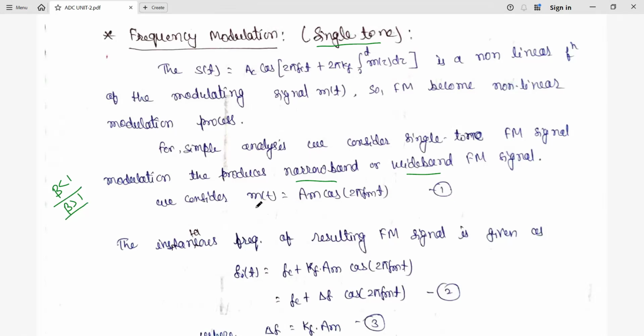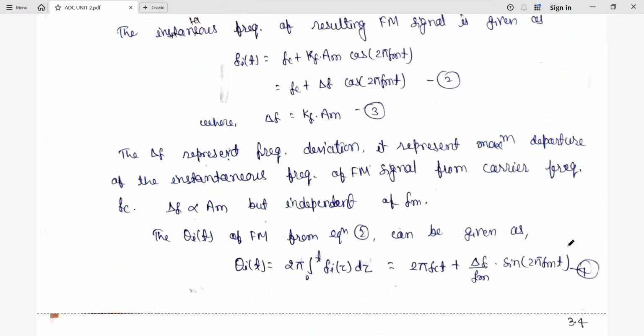Here the message signal is considered as Am cos 2 pi fm t. We are trying to find the instantaneous value, since the modulated wave is given as Ac cos of theta i of t. With the help of fi of t, we'll try to find theta i of t. This fi of t, the instantaneous frequency, is given as fc plus Kf into Am cos 2 pi fm t. This is m of t, our message signal. Finally Kf into Am becomes delta f, which we call the frequency deviation.